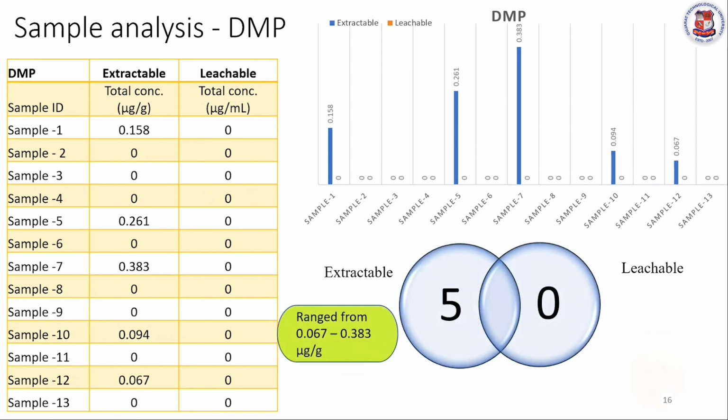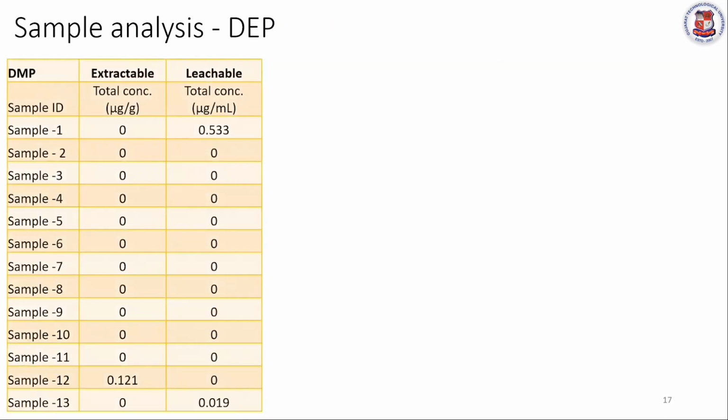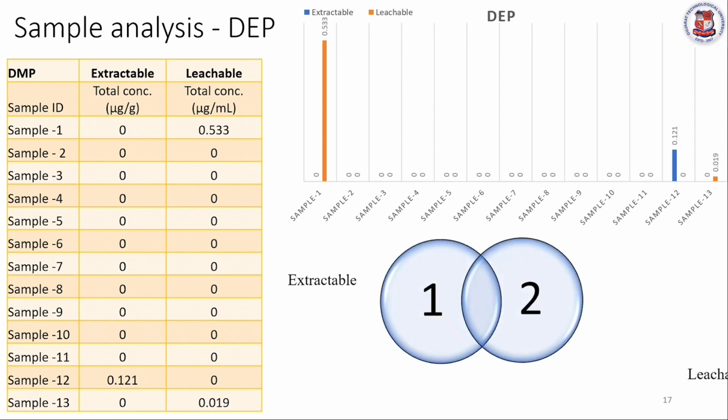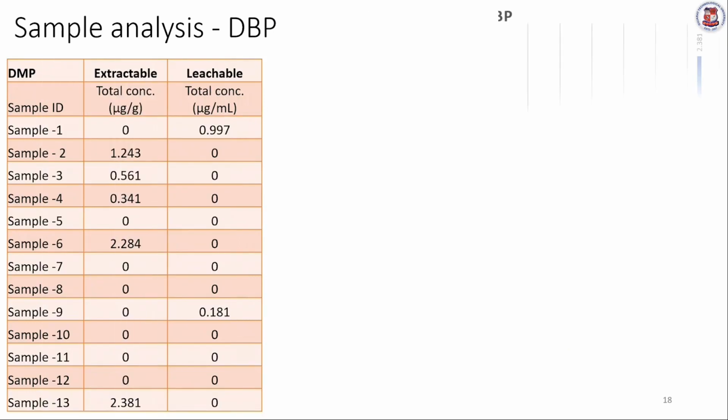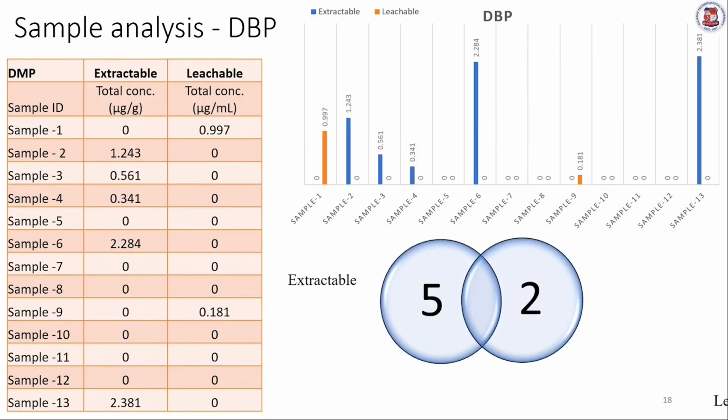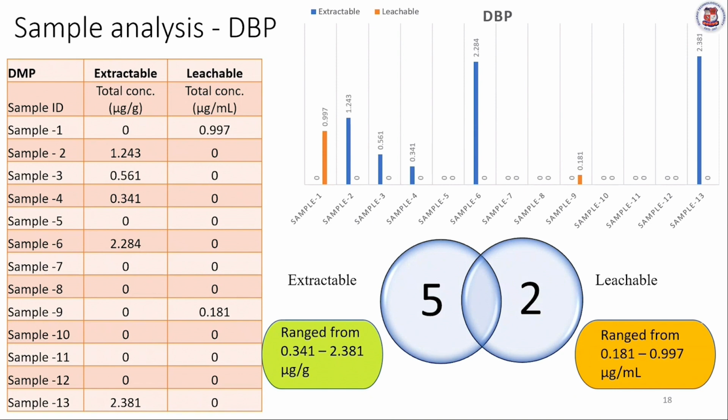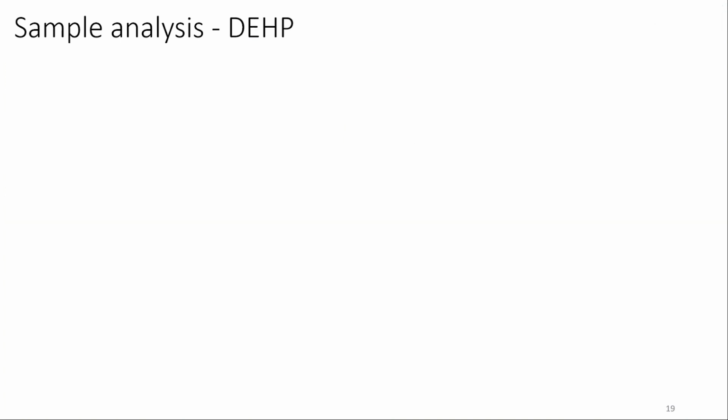For DMP, dimethyl phthalate, 5 samples have been found with leaching, extractable content, within the given range. For DEP, diethyl phthalate, we have found one component as extractables, or 2 samples found in the category of leachables. For DBP, dibutyl phthalate, again we have found 5 samples with content in extractables, and in 2 samples DBP was found as leachables.